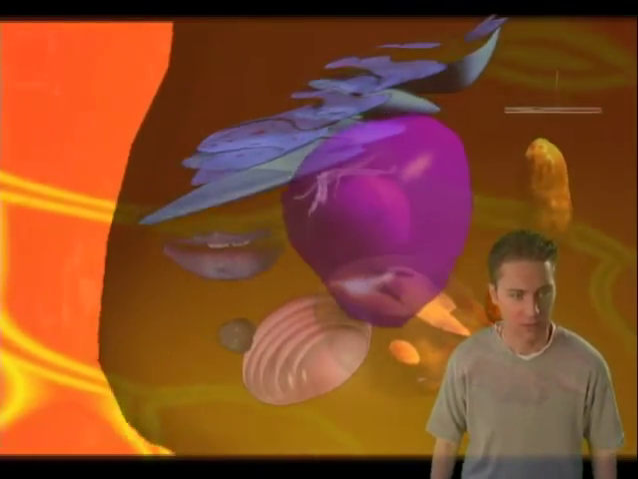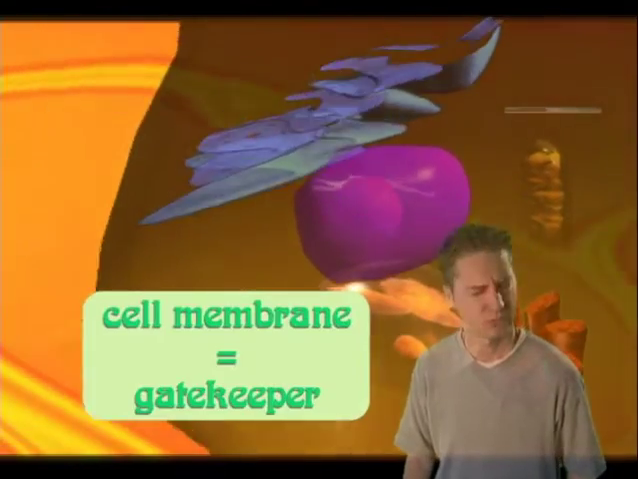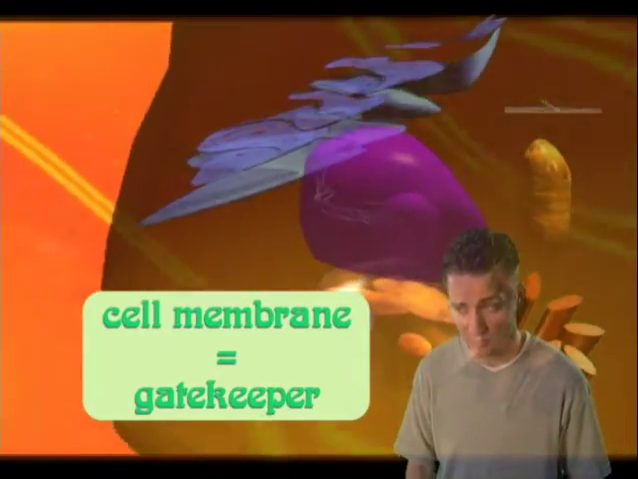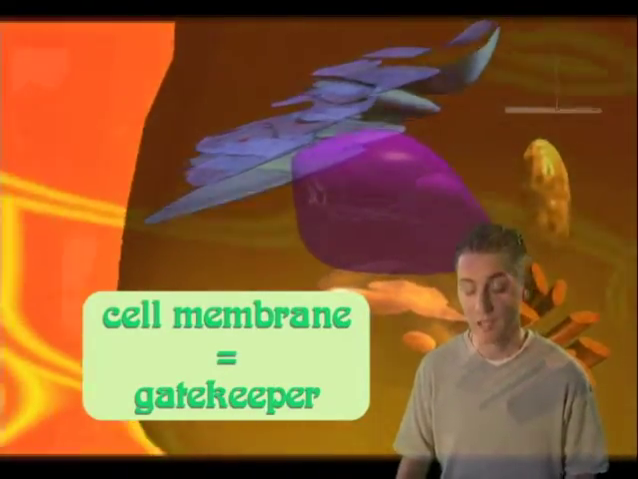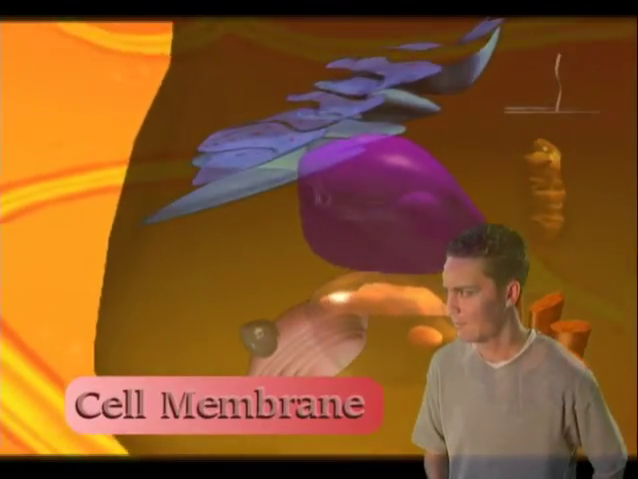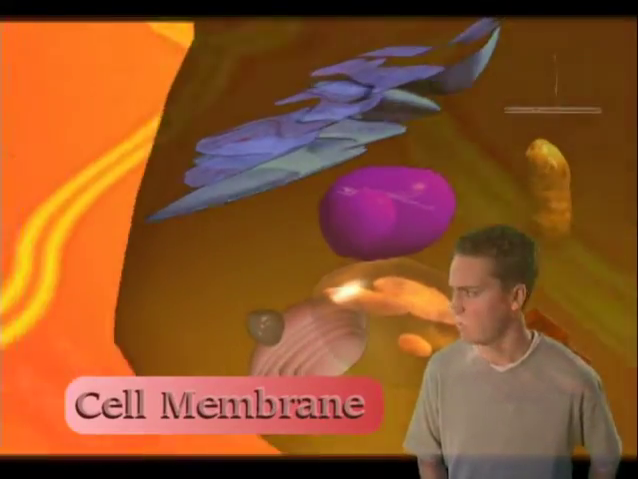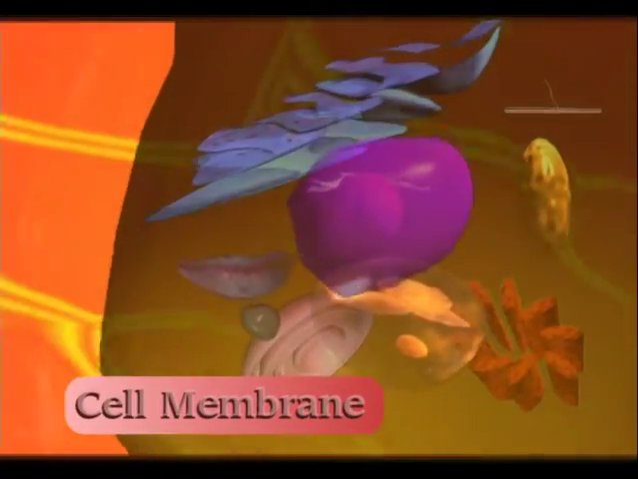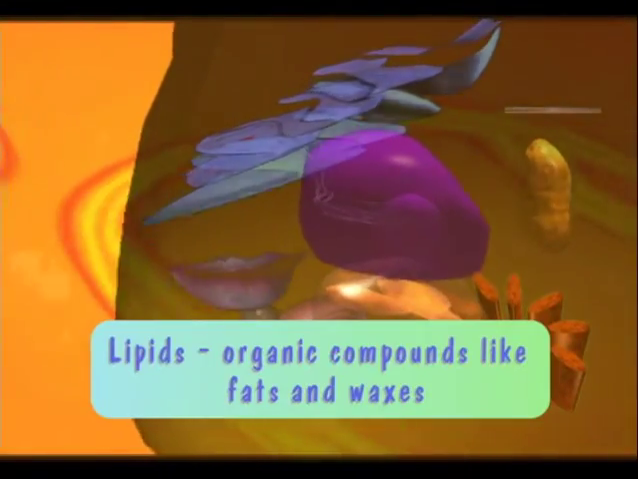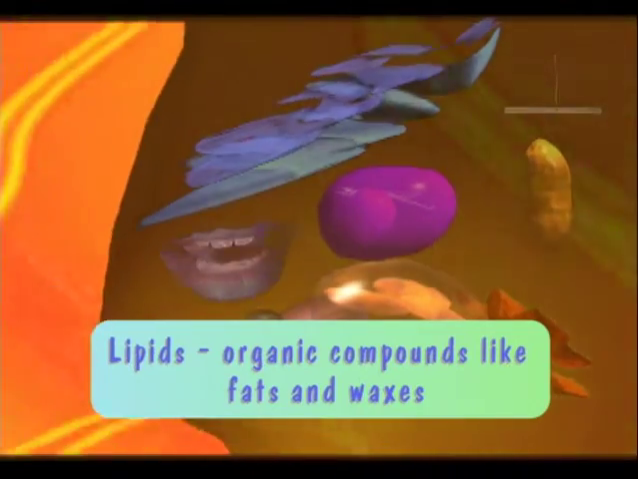Yo, watch it there, buddy. Who's that? It's me, the cell membrane. But you can call me the gatekeeper. The gatekeeper? Okay, if you're the gatekeeper, then tell me why I'm in here. I thought you were a lipid. Lip? I didn't give you any lip. Not lip, lipid. Lipids are organic compounds, like fats and waxes, that can pass easily through me.